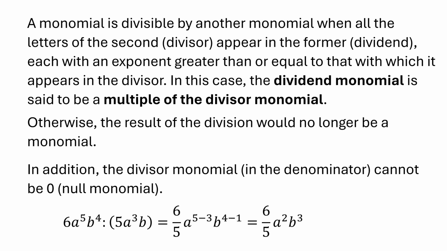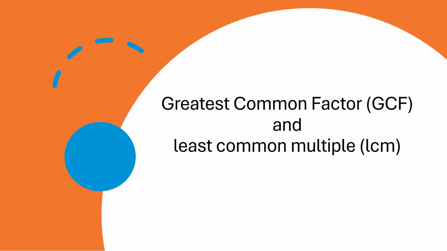So we do 5 minus 3 and then 4 minus 1, because when we do not have a power, okay, it means that it's 1. We can infer that, okay, it's 1. So this is the result. It's extremely similar to multiplication, basically. Now let's see something new.